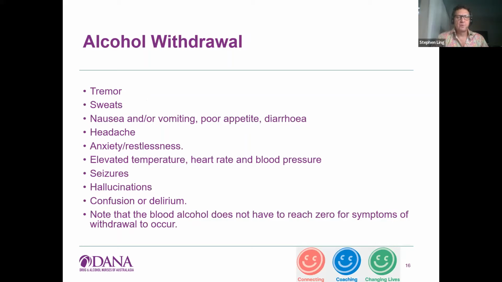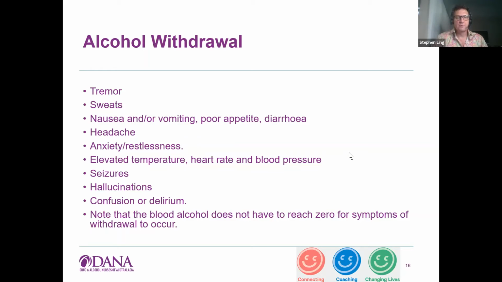Now, in withdrawal, patients can experience tremor, sweating, nausea and vomiting with a poor appetite. Some people can develop diarrhea. Headache is common. Patients become anxious and restless. They have an elevated temperature, heart rate, and blood pressure. And in severe cases, and these are the things we really hope to avoid in managing alcohol withdrawal, patients can experience seizures, hallucinations, and acute confusion or delirium.